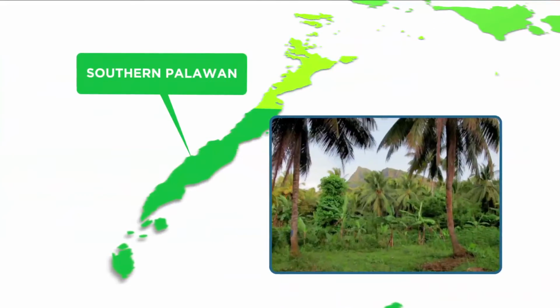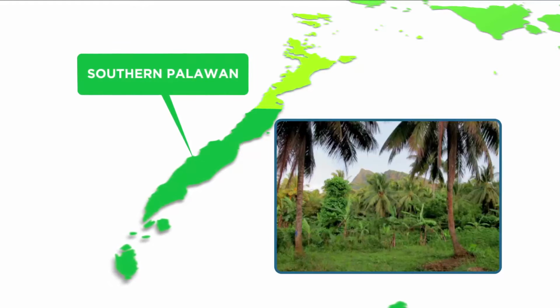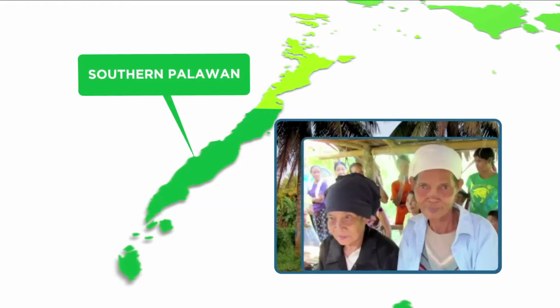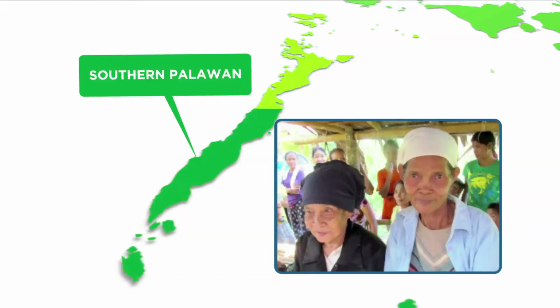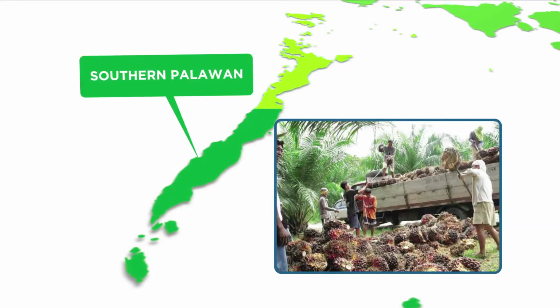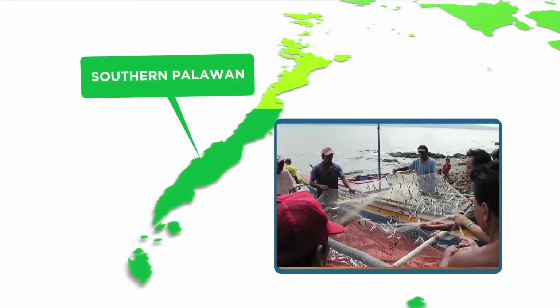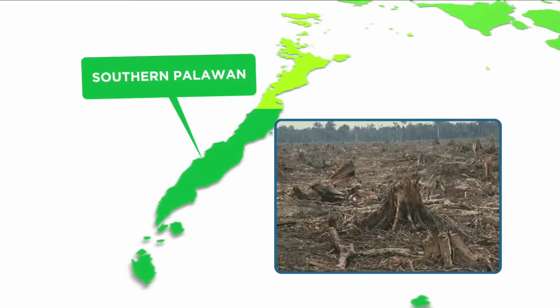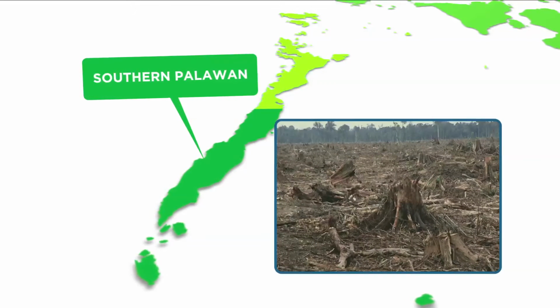Southern Palawan is one of the most biodiverse areas in the world. It is also home to several indigenous peoples. Pressures from commercial agriculture, mineral extraction, unsustainable fisheries, and deforestation endanger its ecosystems.